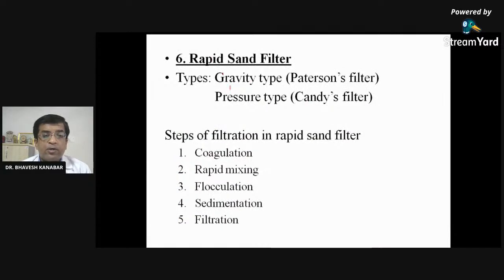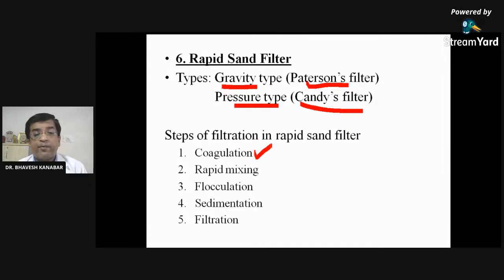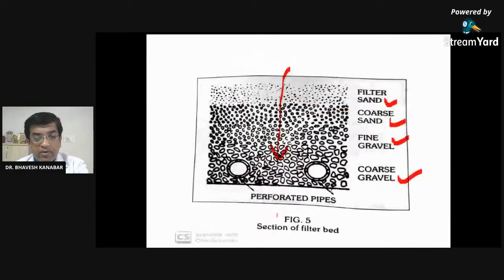And in rapid sand filters also, there are two types: gravity type, which is also known as Paterson filter, or pressure type, which is Candy's filter. So these are the steps which we have already discussed. Coagulation with the help of PACL, polyaluminium chloride, then rapid mixing, flocculation, sedimentation, and filtration in the filter bed. We have discussed all these things.